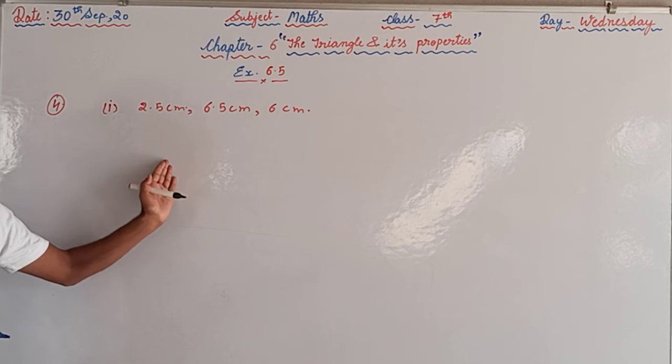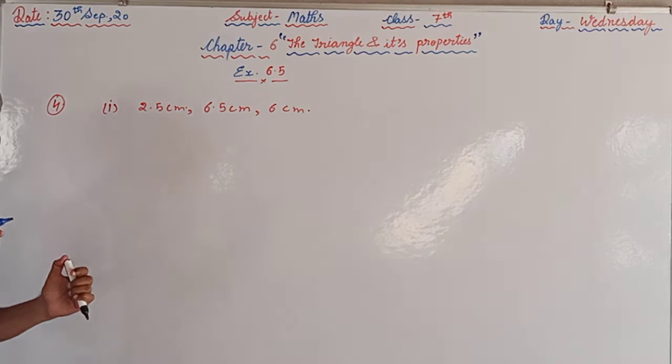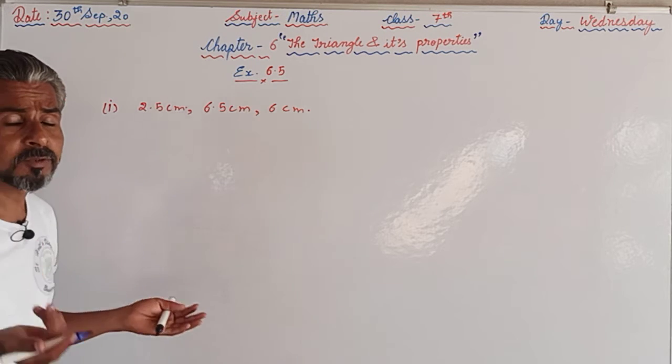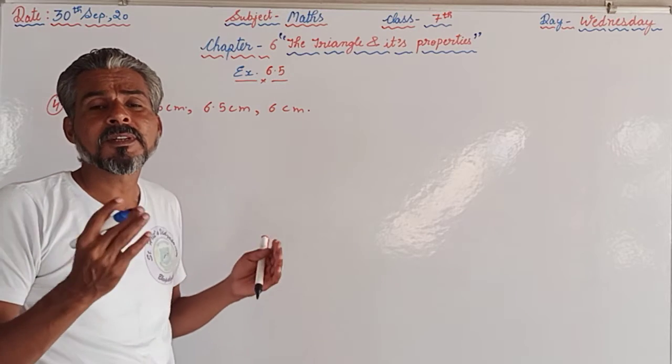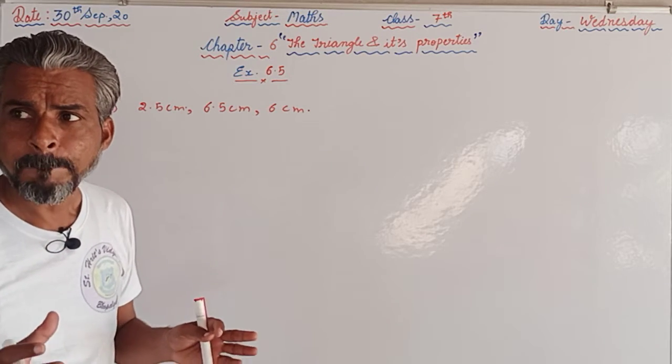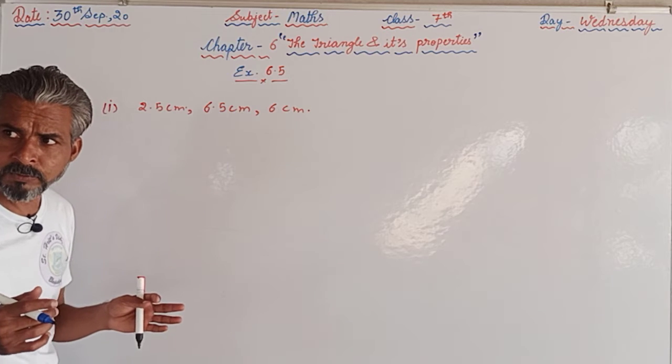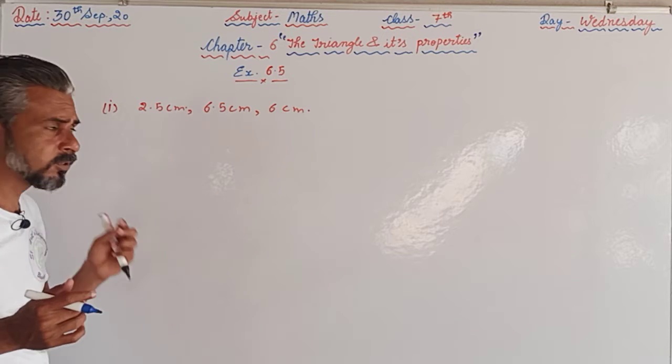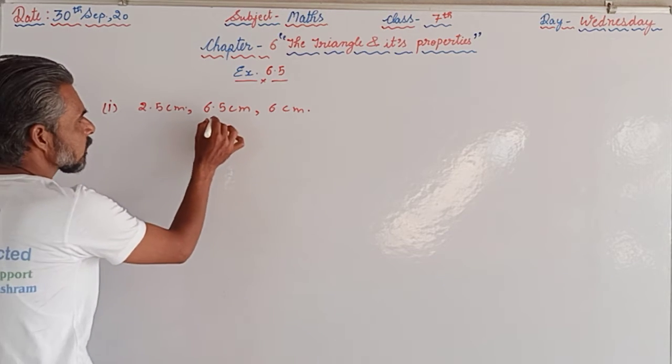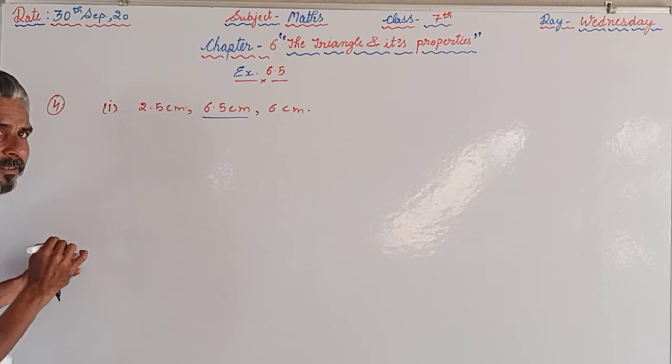If these are the sides of a right angle triangle, then the square of the hypotenuse should be equal to the sum of the squares of the remaining two sides, that is base and perpendicular. What will be the hypotenuse? The hypotenuse will be the longest side. So this is the longest side.